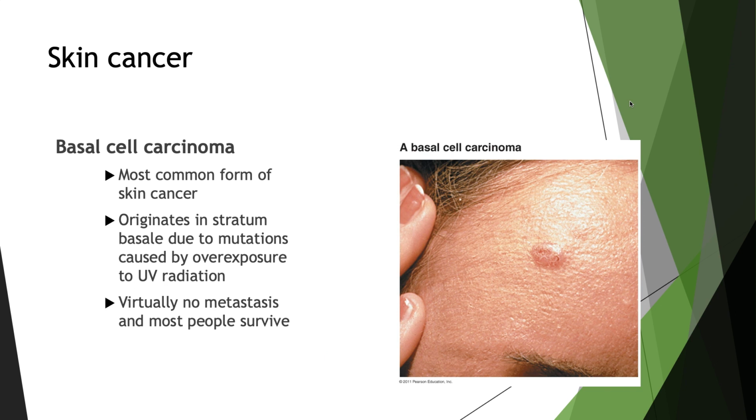In addition to that, we're going to get into several diseases and disorders related to injuries of the skin. So we have skin cancers, which are the most common type of cancers. And the most common form of skin cancer is the basal cell carcinoma. This is a cancer that originates in keratinocytes of the stratum basale and is due to mutations caused by overexposure to UV light. Metastasis virtually never occurs in the basal cell carcinoma, and most people survive these cancers without any complications.